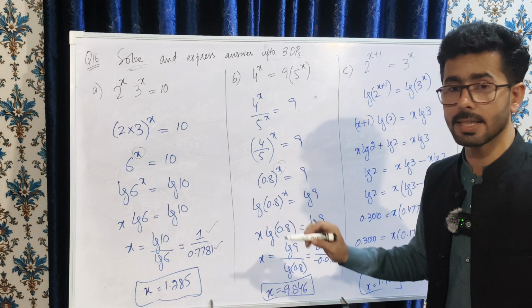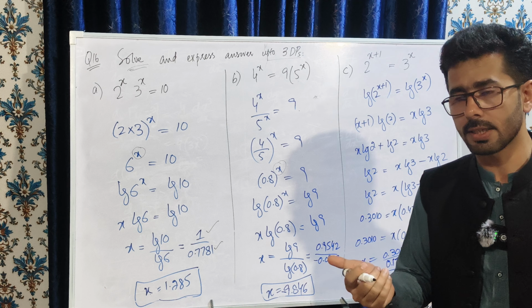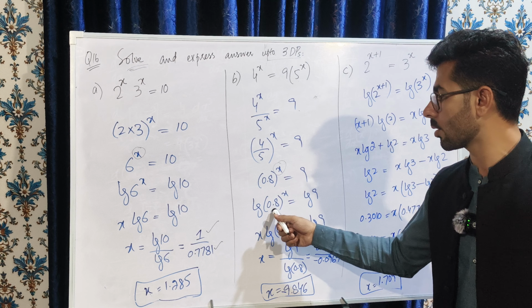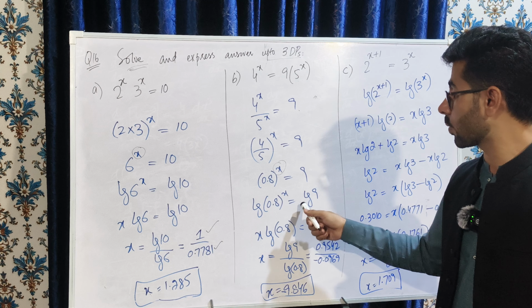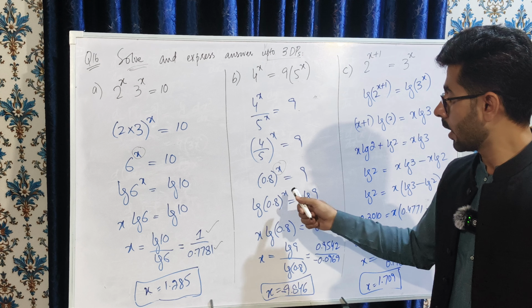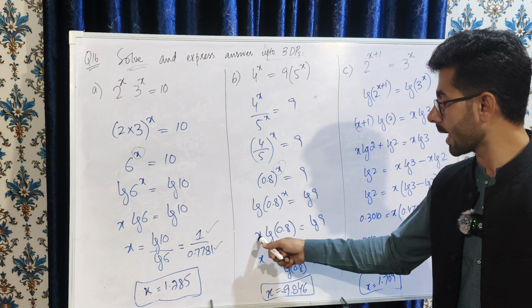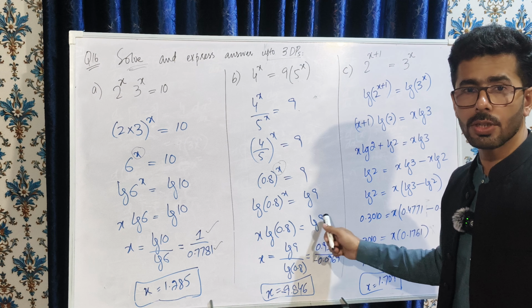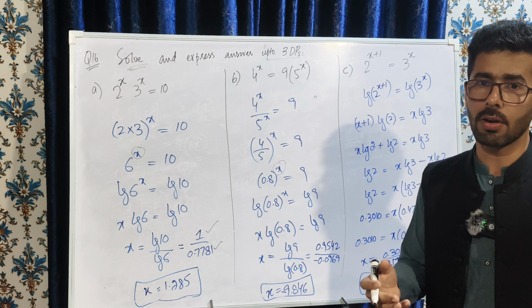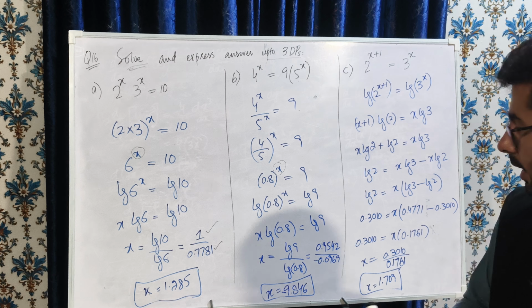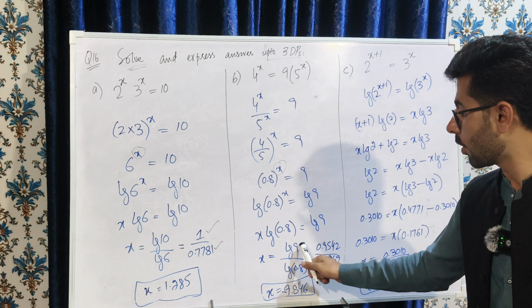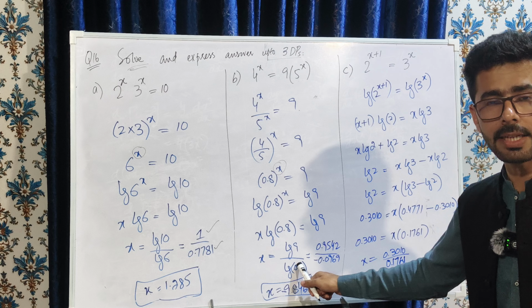I need to bring this x down. We apply log on both sides. So log of 0.8 power x equals to log of 9. X comes down in the multiply. X times log 0.8 equals to log 9. I need the value of x, so we divide log 0.8 on both sides. I have log 9 divided by log 0.8.